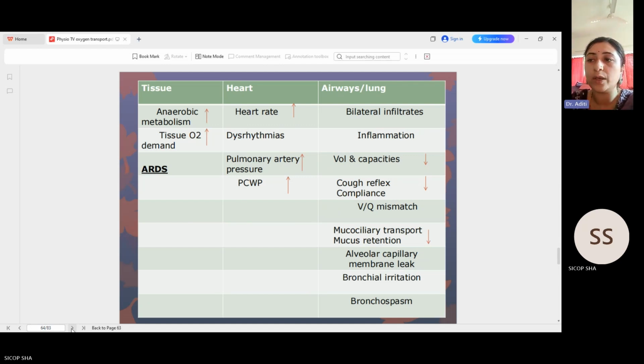As far as airways or lungs are concerned, there are going to be bilateral infiltrates seen. Inflammatory markers will be triggered. The volumes and capacities will go down. Cough reflex is also depressed or suppressed. The compliance is also going to go down. There will be V by Q mismatch. Mucociliary transport will also reduce, which will cause mucus retention. The alveolar capillary membrane leak is present. So bronchial irritation can also be seen, and bronchospasm can also be seen.